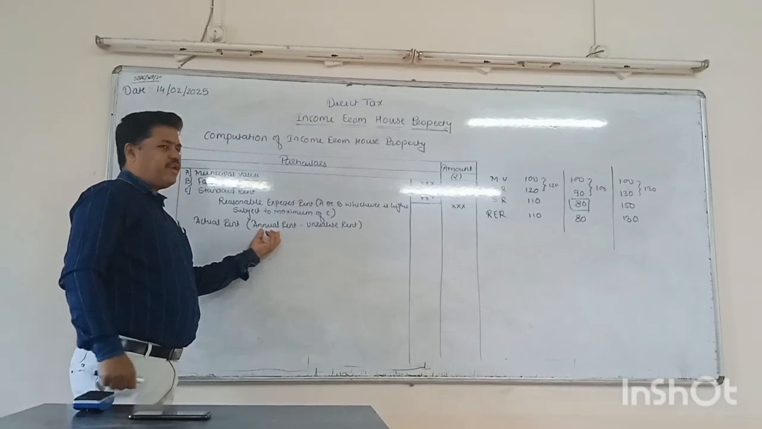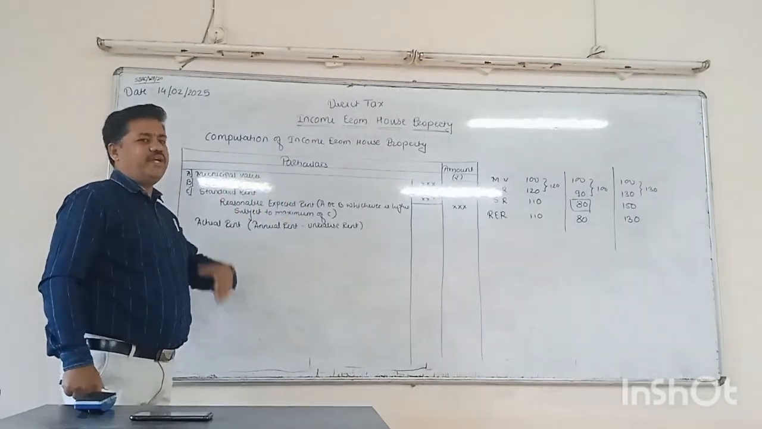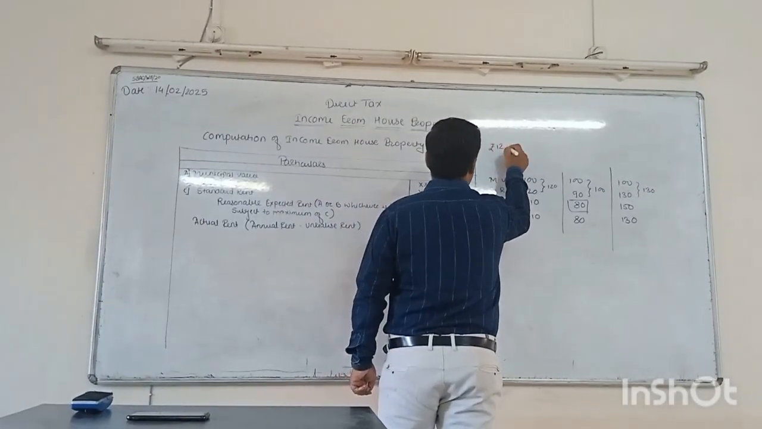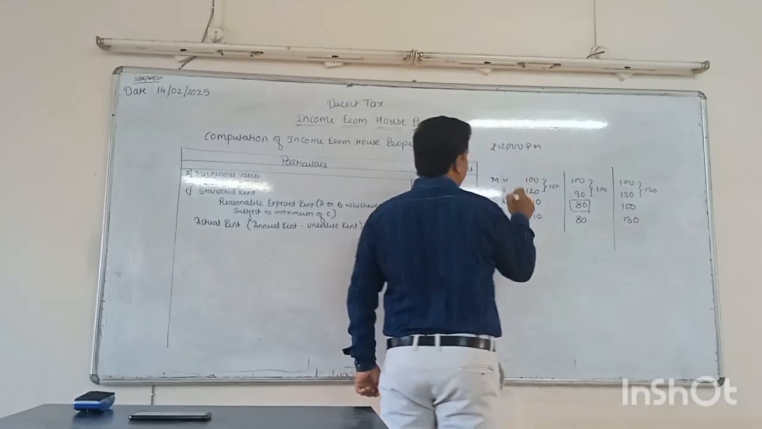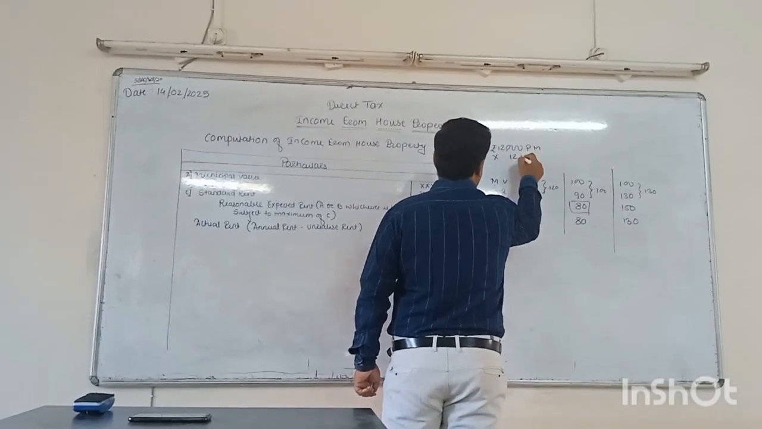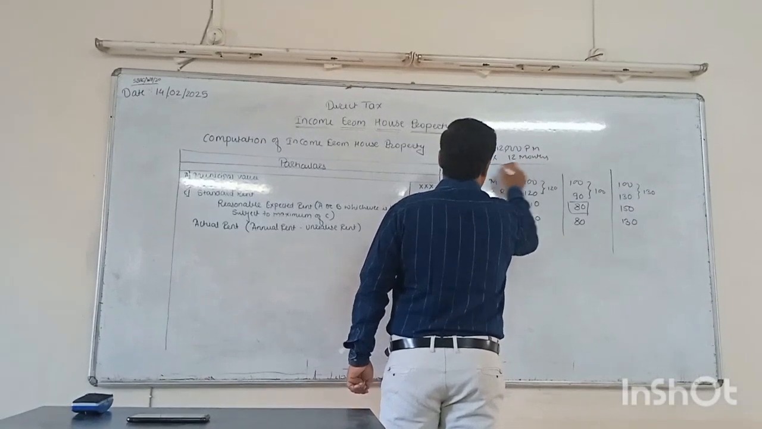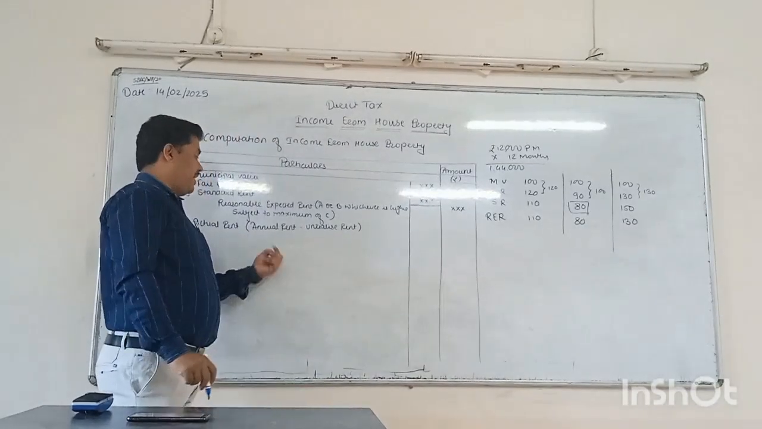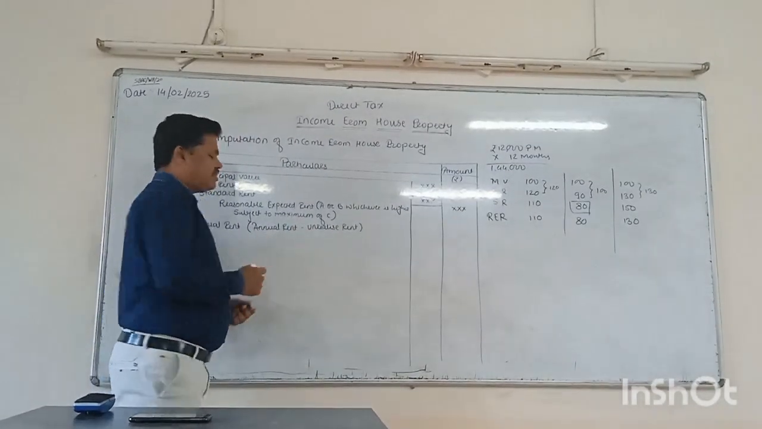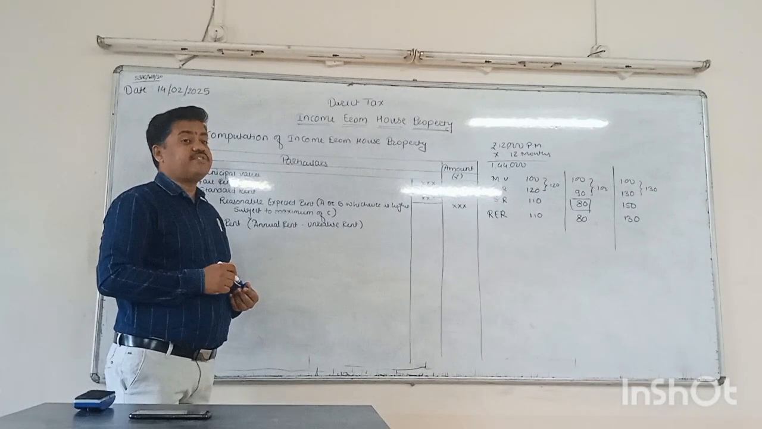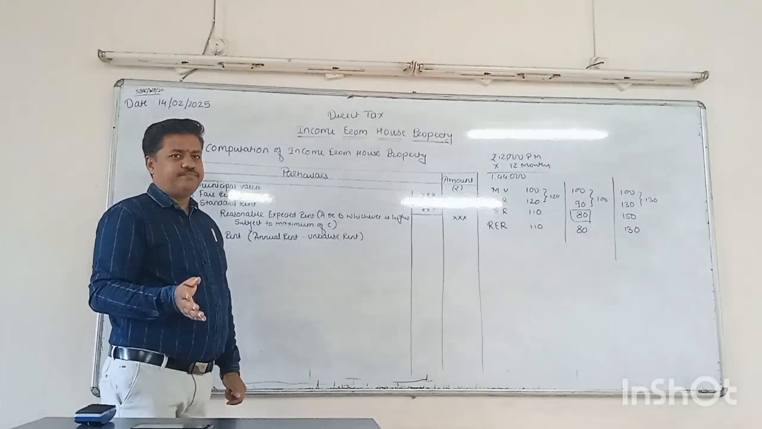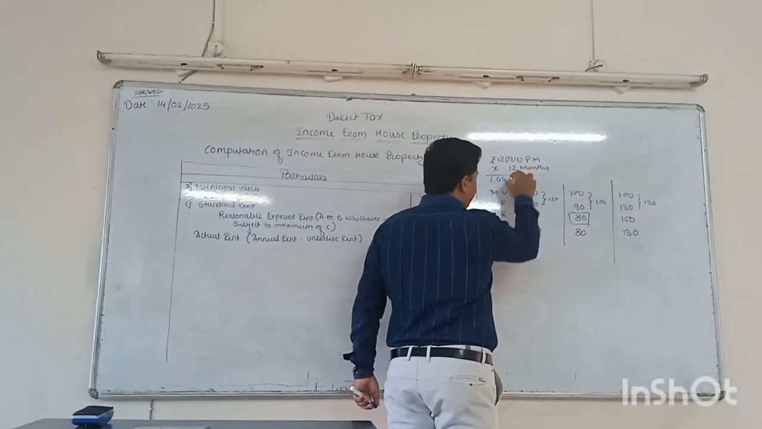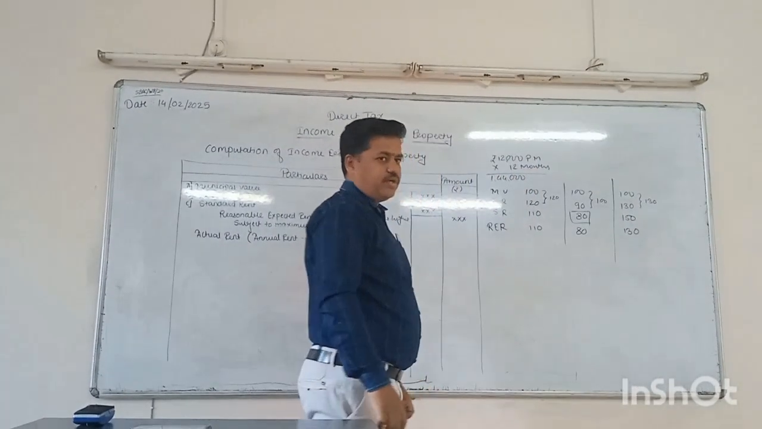Annual rent means the rent of the entire year. Suppose any person pays rupees 12,000 per month. So annual rent is what? 12,000 per month into 12 months, which is 1,44,000. That is your annual rent. Minus unrealized rent. Annual rent means not actually rent received, it means the rent of the entire year. So rent per month is 12,000, into 12 months, we get annual rent 1,44,000.